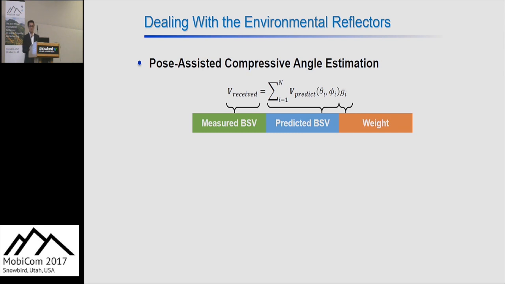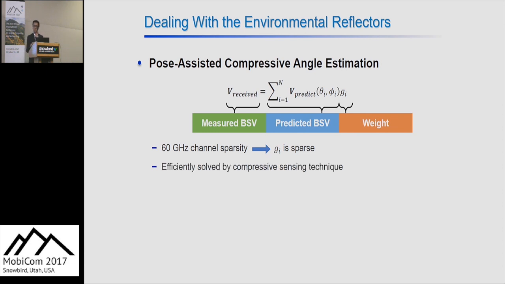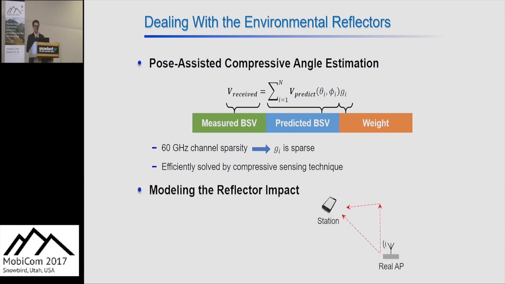And a non-zero gain means there's a path along that direction. Owing to the sparsity of the 6 GHz channel, there are only a few paths in the practical environment. As a result, the above equations can be efficiently solved using the compressed sensing technique. With the signal angle information, we can backtrace the signal's propagation and locate the reflector positions.